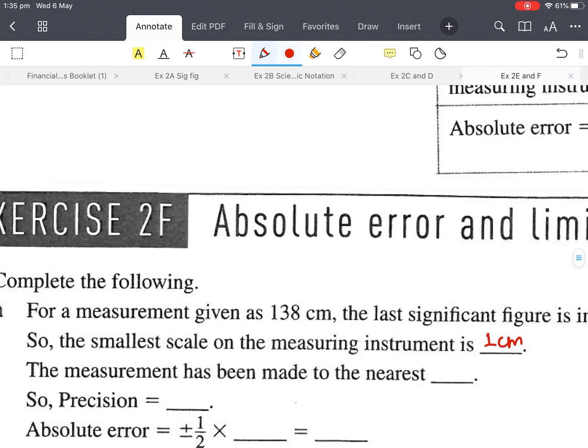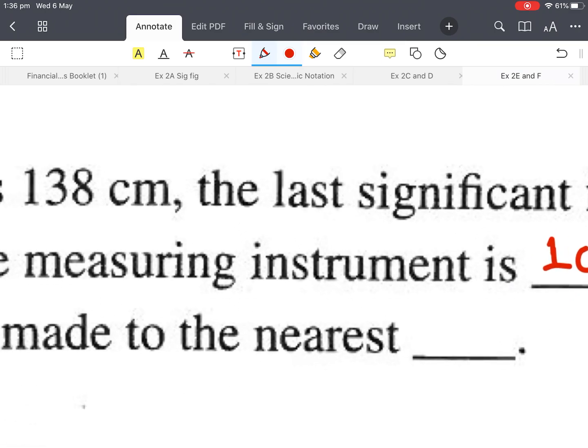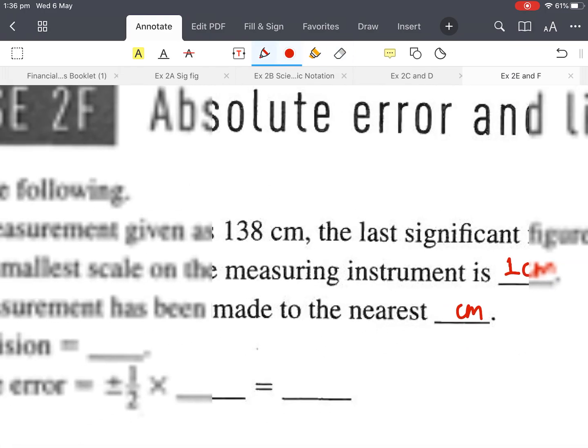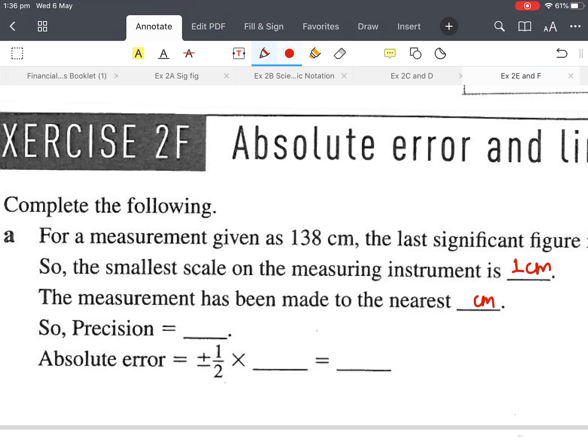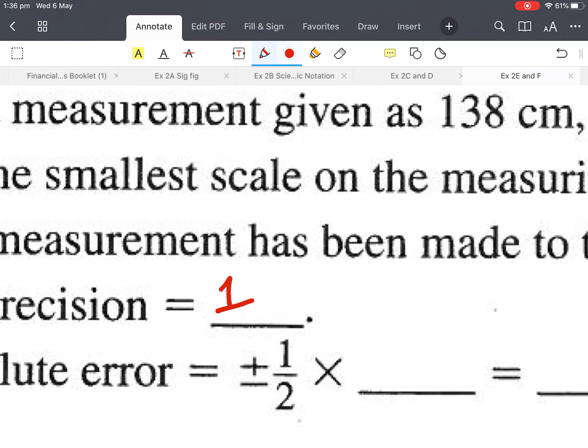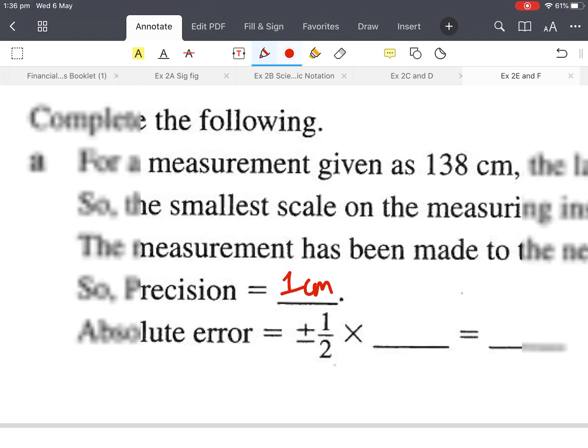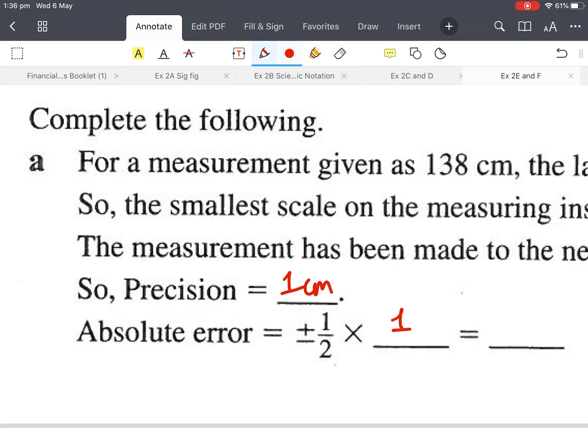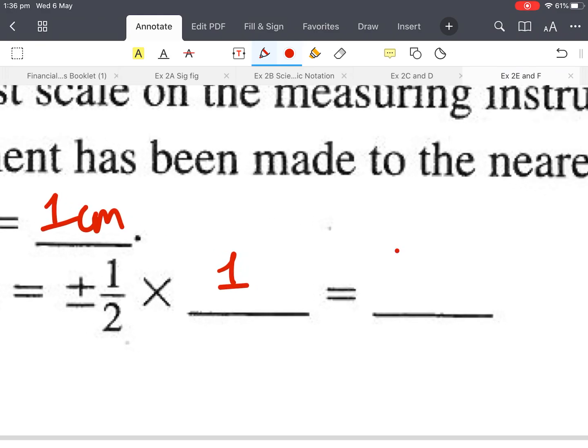So the measurement has been made, so the smallest scale is to the nearest 1 centimetre, I guess, if you wish. Okay, let's hope that's kind of correct. So the precision is 1 centimetre, so the absolute error will be 1/2 of 1, which is plus or minus 0.5.